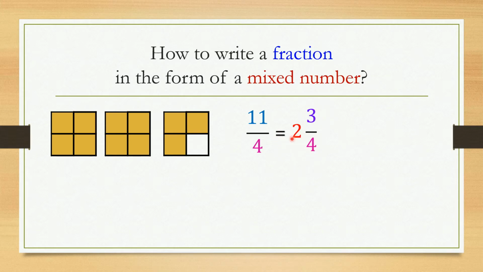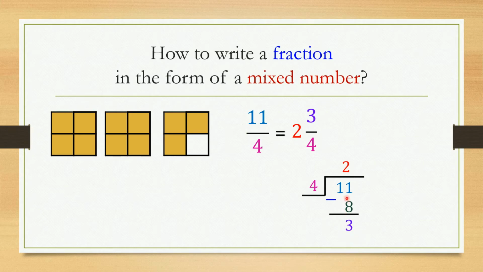So to do so, we divide the numerator 11 by the denominator 4. Don't forget, 11 over 4 is the same as 11 divided by 4. The over is the same as divided by. Let's divide 11 by 4. 11 is not a multiple of 4. We have 8 just before 11. And 4 times what equals 8? It's 2. The quotient is 2. And let's find the remainder. 11 minus 8 mentally, it's equal to 3.